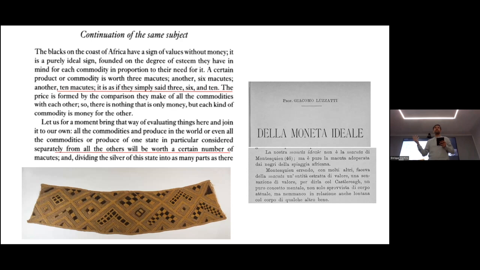So here they use this makut as a metaphor for this universal accounting. Everything is just a number, but this misses the actual historical dimension of multiple accountings, as I said: multiple balance sheets, multiple monies, multiple prices relative to the observer.